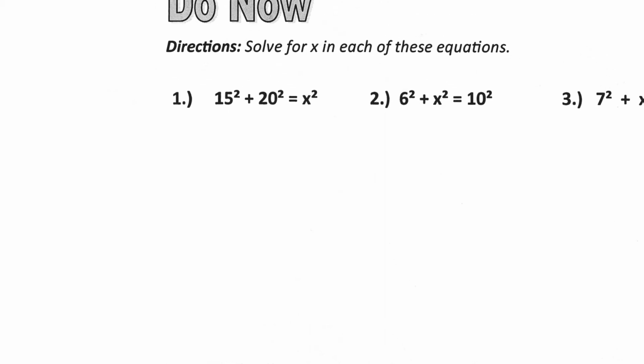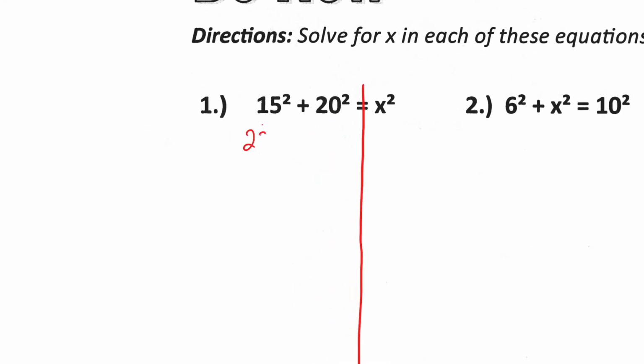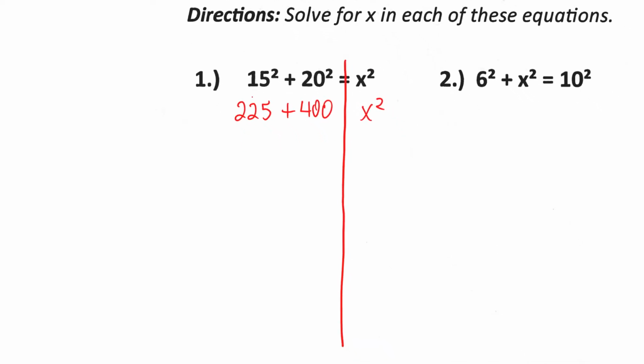Okay, so on our first one here, what is 15 squared? 225 plus 20 squared is 400 equals x squared. Then what do you do? Just add those two together. And since they're on the same side, you just put them together like that. Okay? So that just gives you 625 on this side equals x squared.